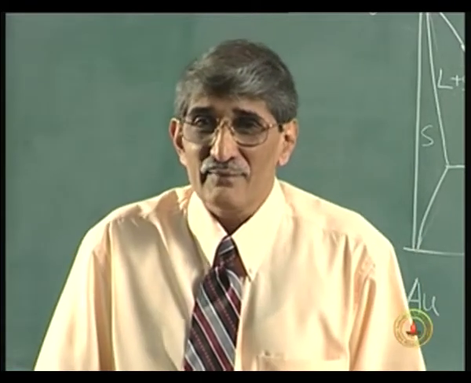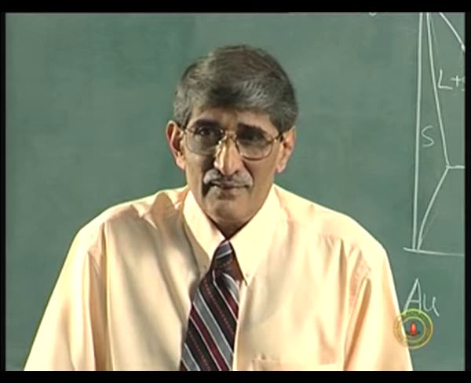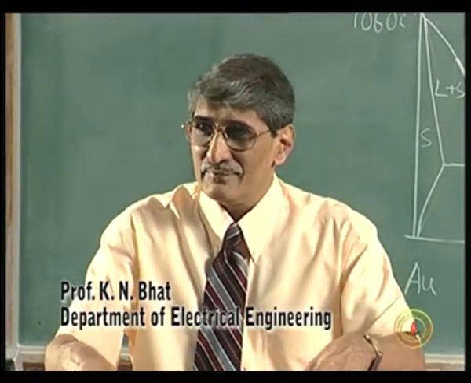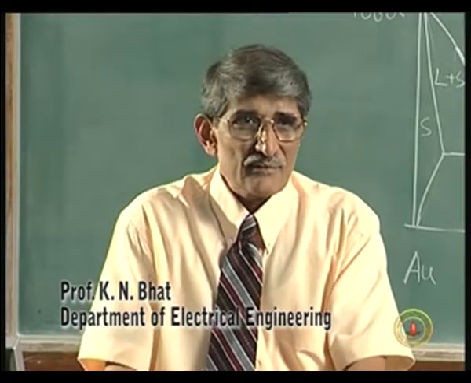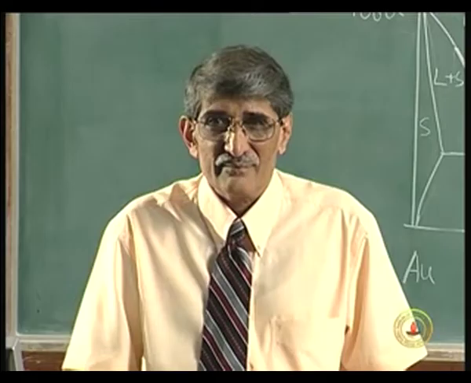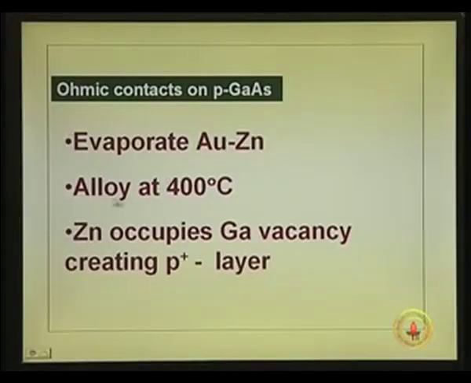If you do not have, how do you make gold germanium contact? You do not sit idle. You weigh gold, you weigh germanium, 12% of that, put them together in a boat, melt them together, you operate, you get gold germanium. Similarly, you can do zinc. So, gold zinc alloy at about 400, okay.